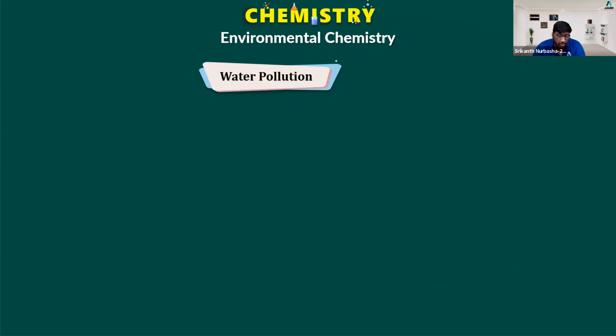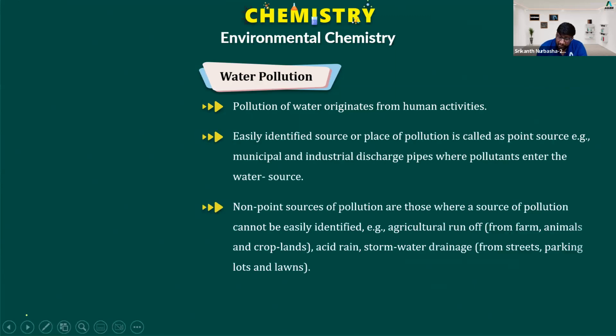Right, students? Then comes the next type of pollution, like water pollution. So pollution of water originates from human activities again. Whatever pollution we are creating, whatever pollution we are seeing in our day-to-day lives, for all of them, we are majorly responsible. Easily identified source or place of pollution is called point source. Example, municipal and industrial discharge pipes where pollutants enter the water source. Like if you can identify the source, like from where the water is getting polluted, that is nothing but the point source.